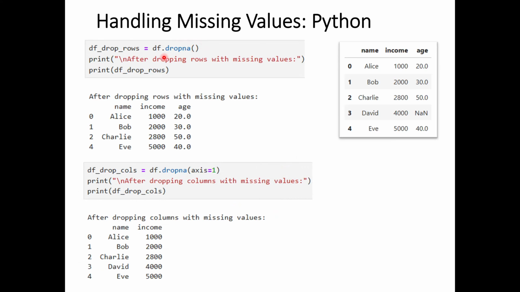With the dropNA function, we can remove rows that contain missing values. And by passing the parameter axis equal to 1 to the function, we can remove the columns that have missing values.